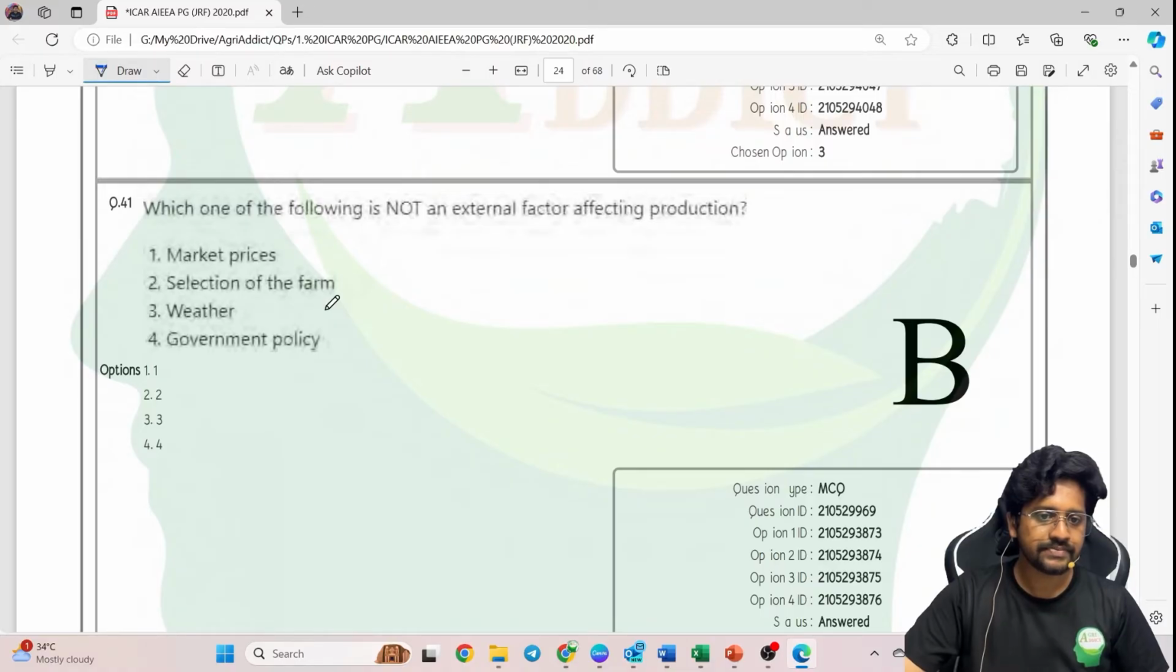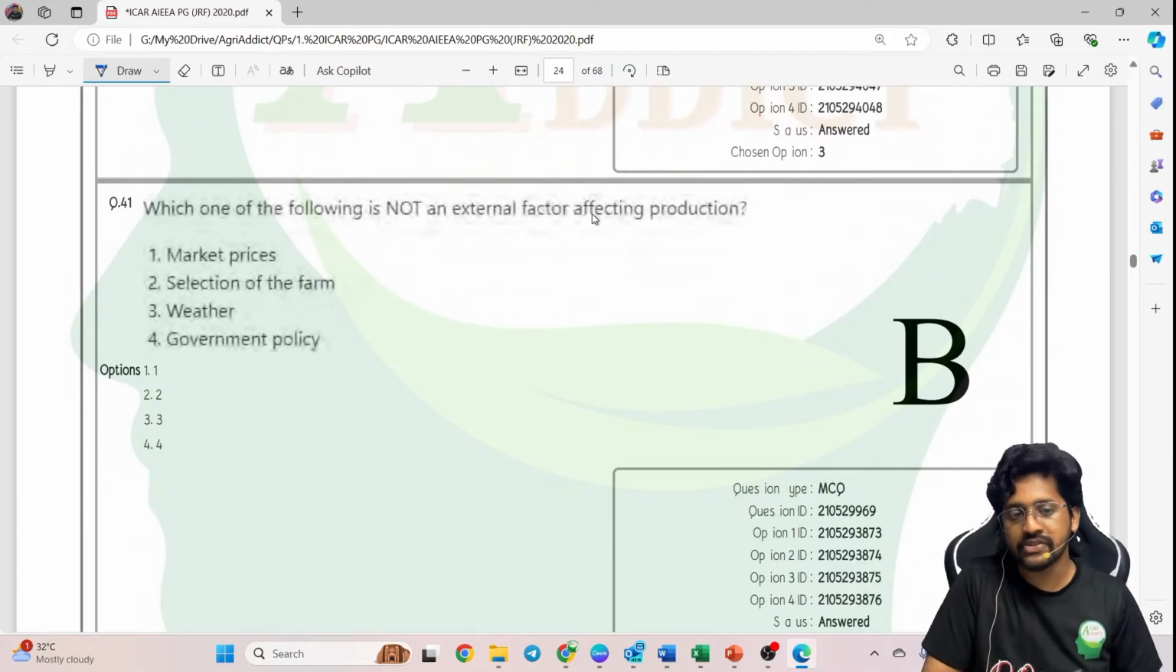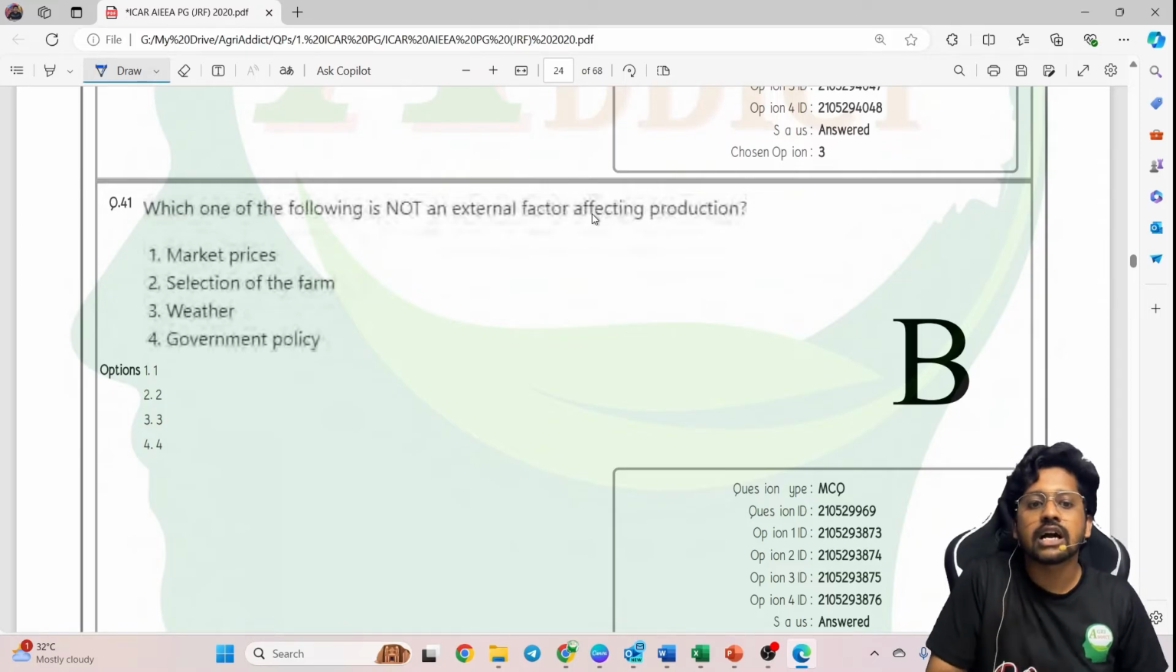The next question. Which one of the following is not an external factor affecting the production? There are two types of factors which affect the production. First one is internal factors and the next one is external factors. Internal factors are actually inside the system, or more specifically, we can have control over the factors which are inside the system, right? Those factors can be considered as the internal factors.